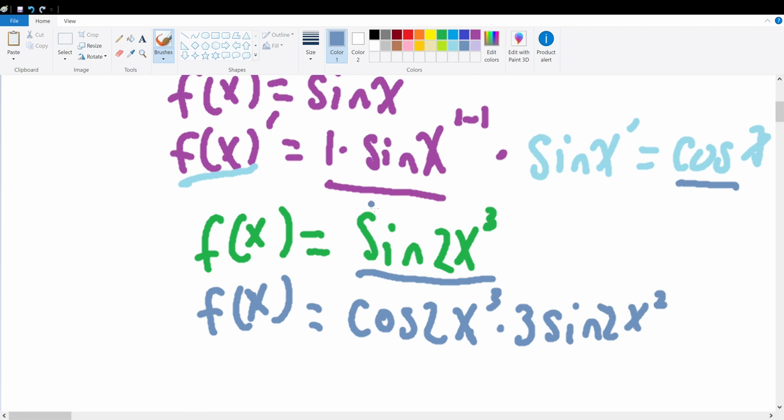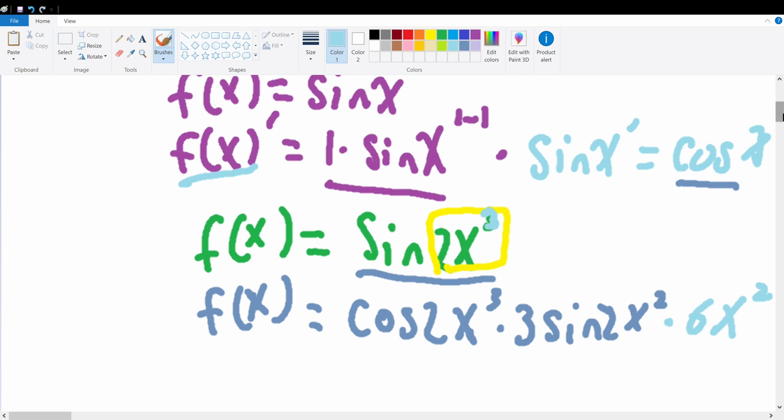And then we also have to multiply by the derivative of the inside function. So we also have to multiply by the derivative of this function. Okay, so the 2x cubed derivative will just be 6x squared, right? Just following the definition of the power rule.